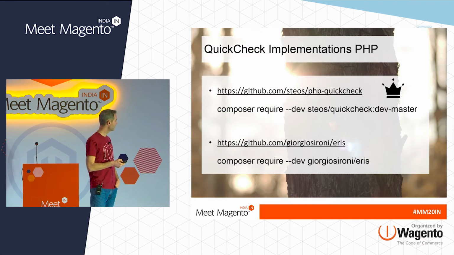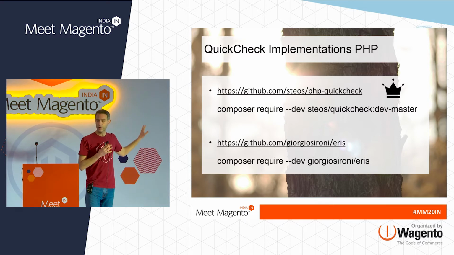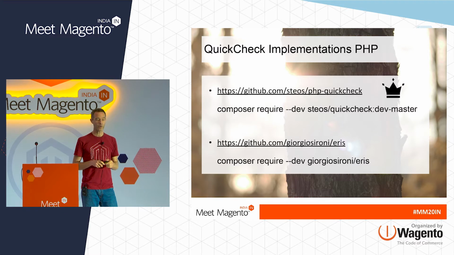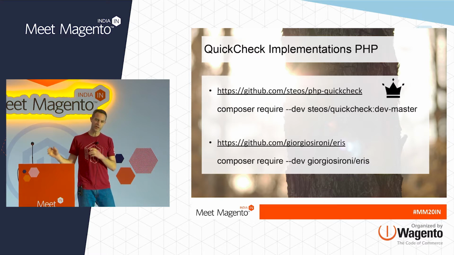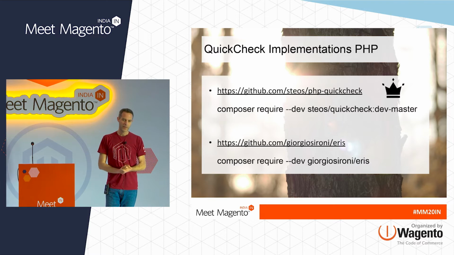First, before we look at it, there are two PHP implementations of QuickCheck, actually. The first one is called PHP QuickCheck. That's the one that I'm using currently. It's great. It's by a guy called Stefan Österreicher. He's from Austria, and he ported it from Clojure to PHP. And it's a very nice implementation.